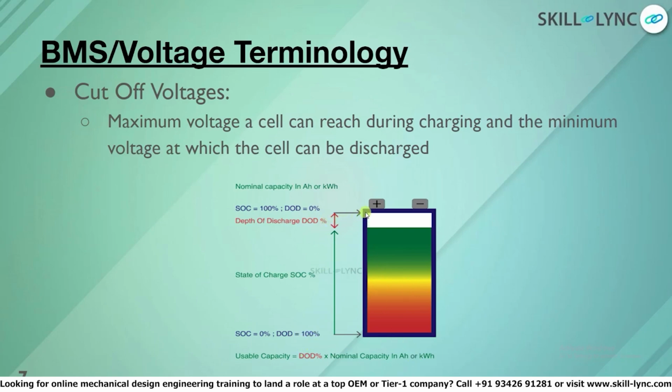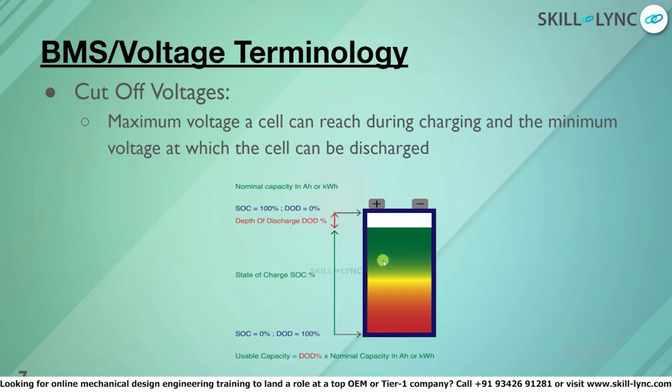Now when we talk about SOC, DOD and so on, here is what we need to understand. Now consider this as a cell. The first one being fully charged, SOC up to 100%. The next one, the least one, is SOC 0%. So SOC is 100, the inverse is DOD, 0%. And SOC is 0, the inverse is DOD, 100%.